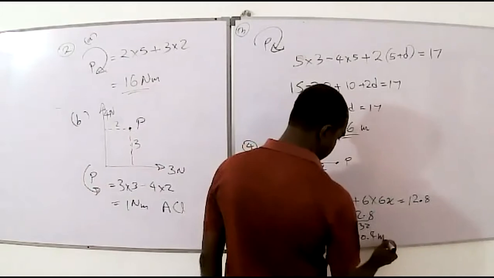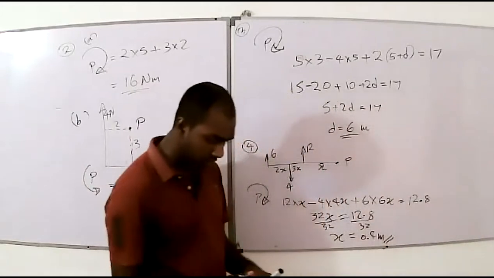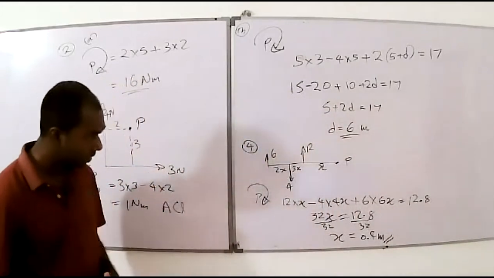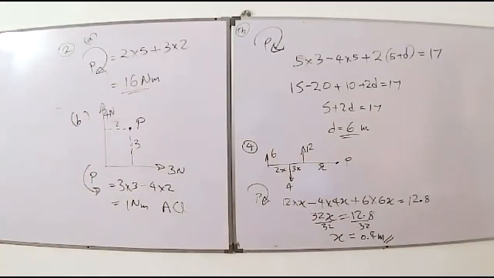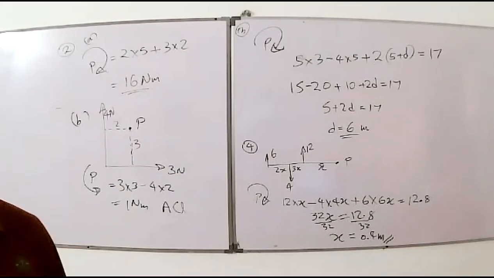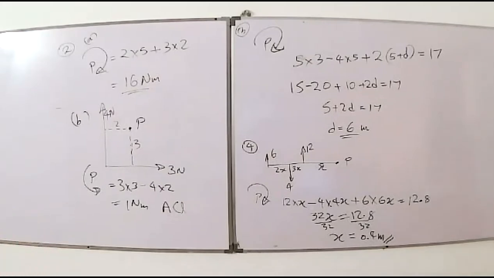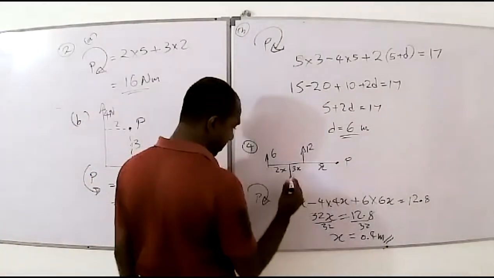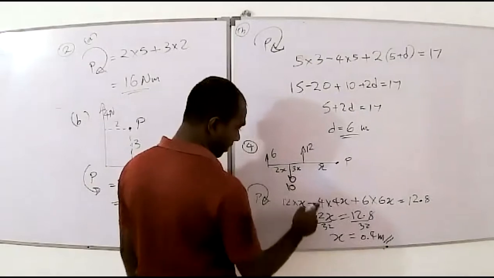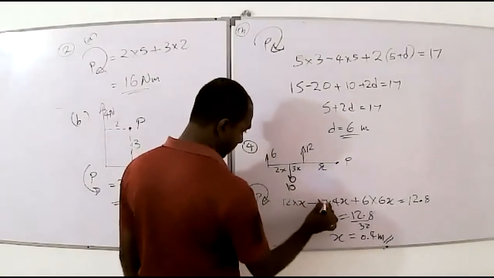0.4 meters. Anyone else got the same answer? Oh, why did I write it as 4? I have been mixed up with the earlier question. Sorry about that. This is 10, no? I was just noting down. This is 10. This is not 4. It's going to be 10.